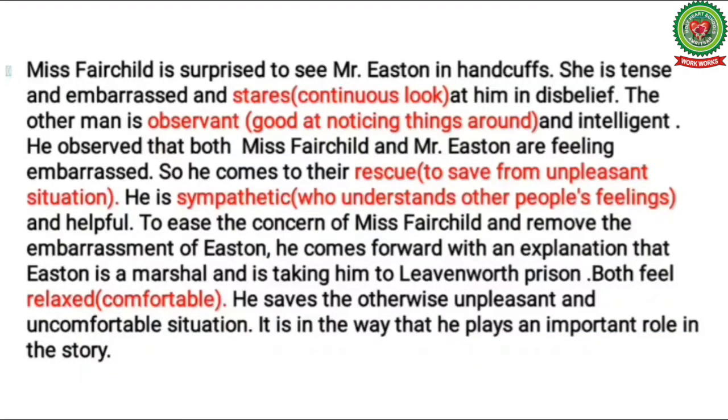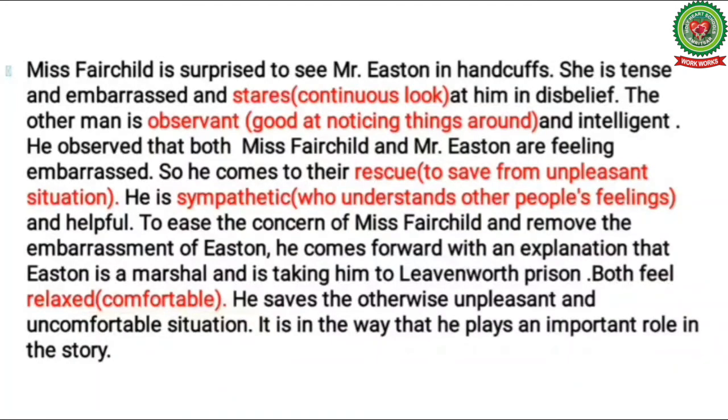The meaning of stares, continuous look. Observant, good at noticing things around. Rescue, to save from unpleasant situation. Sympathetic, who understands other people's feelings. Relaxed, comfortable.